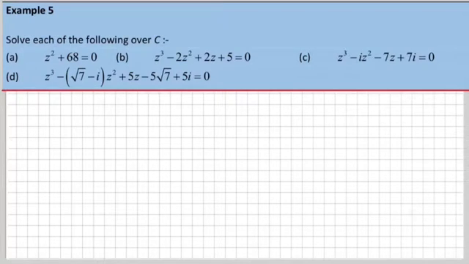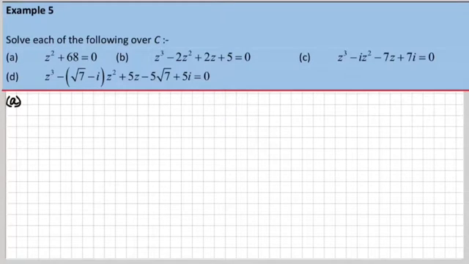Okay, let's keep going. We've got some solving to do. These are all set to 0, as you can see, right? We've got 1, 2, 3, 4 of them. Now you've got to sniff out what to do with each of these.